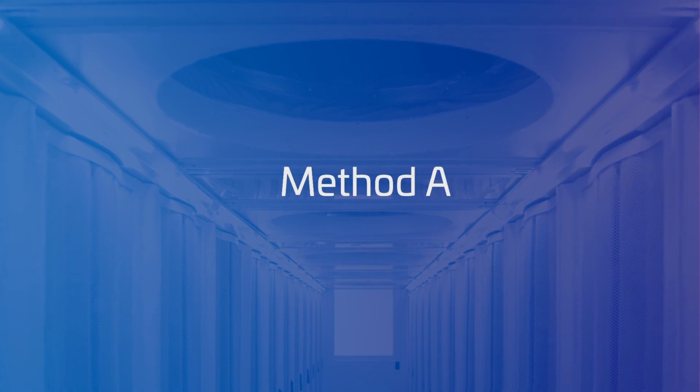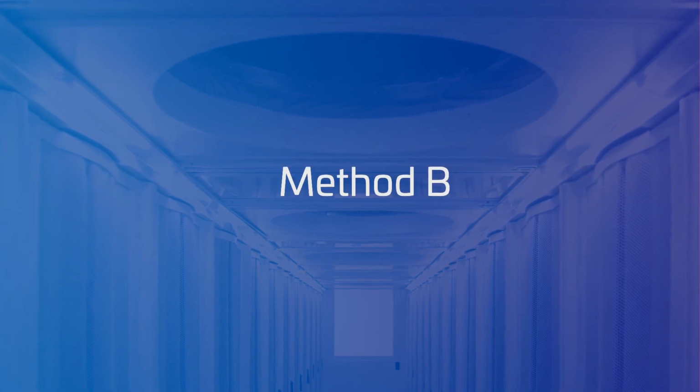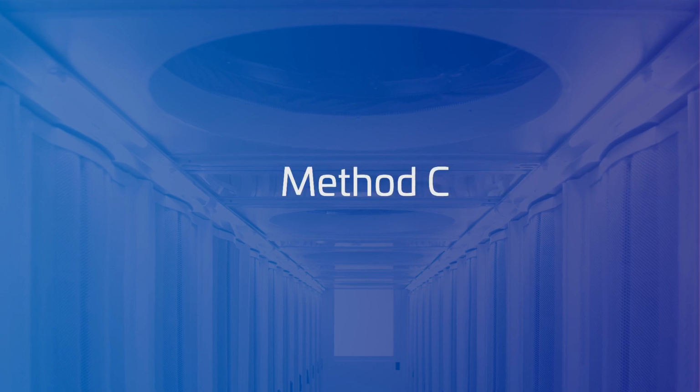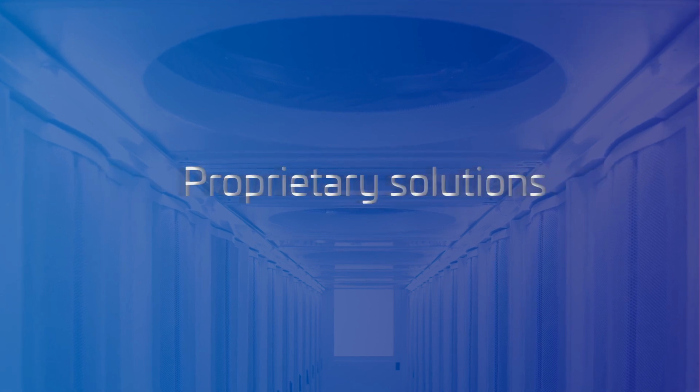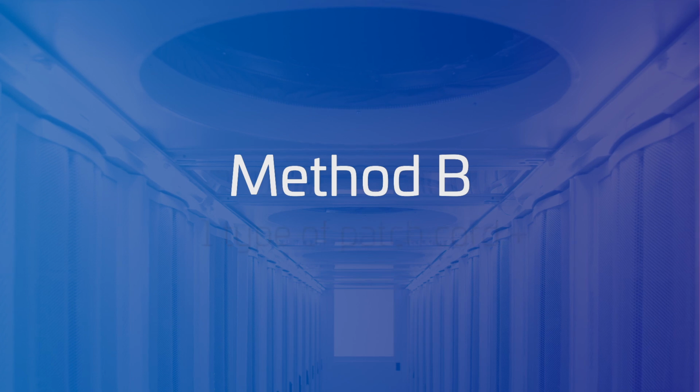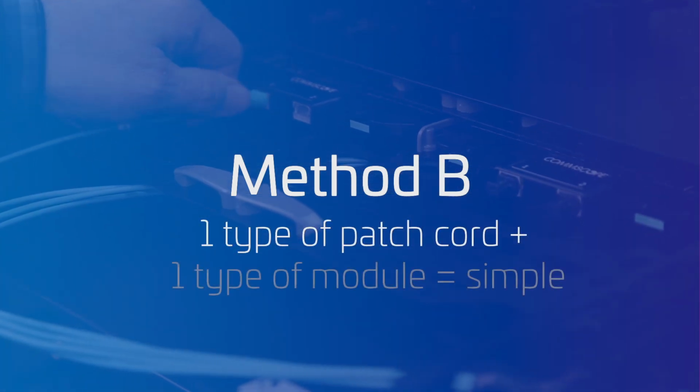Over the years, a variety of methods have been developed to ensure fiber polarity. For today's parallel or multi-channel links, the recommended approach is Method B. With only one patch cord type and one module, it's simple. Now CommScope makes it even easier.